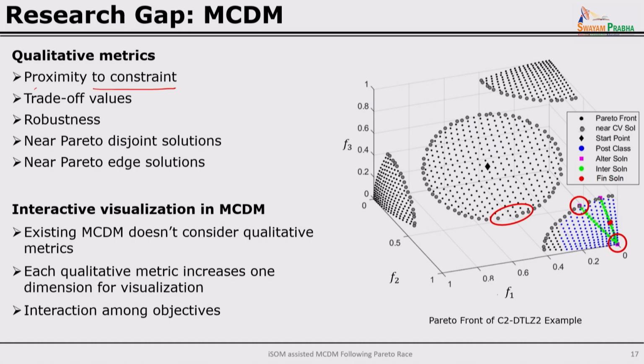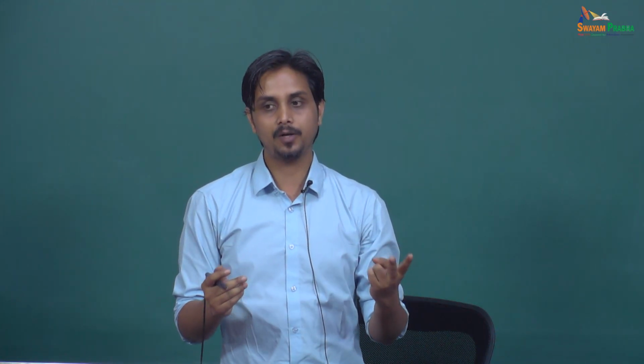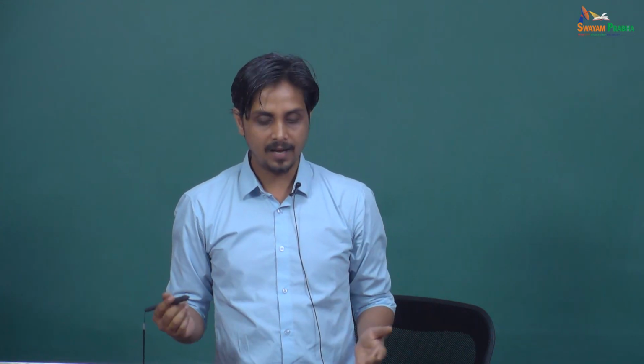So the idea that I want to give you is that only looking at the objective function values is not enough. We have to look qualitatively at how good they are. And this is one of the research gaps that has been addressed in my thesis. Now when I consider this quality as well along with the objective function, my dimension increases. I have 3 objectives and 2 qualities. Now the dimension becomes 5. Now I have to visualize the 5 different dimensions, and here iSOM comes to the rescue.